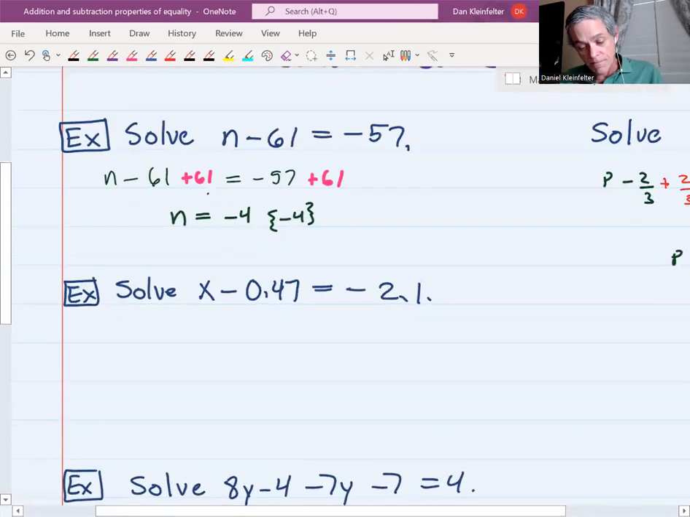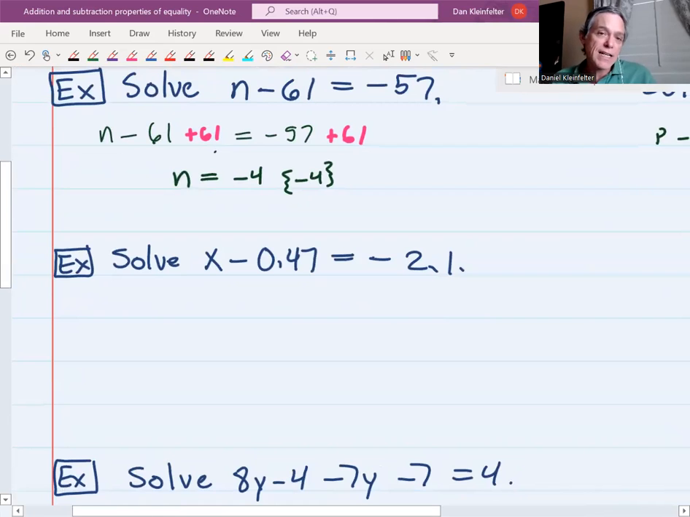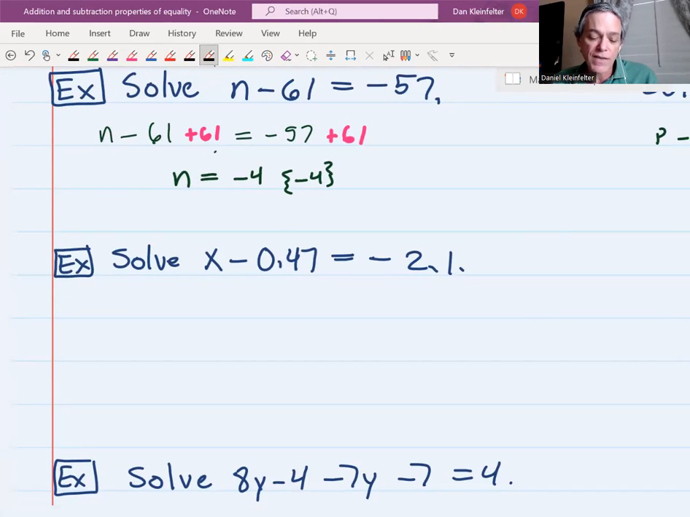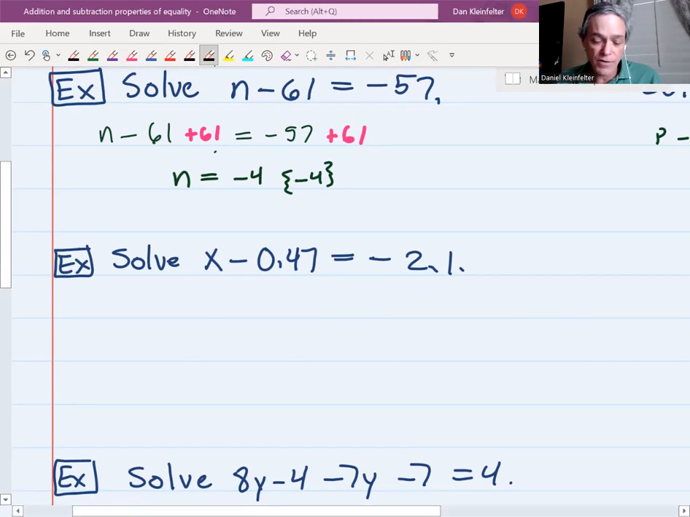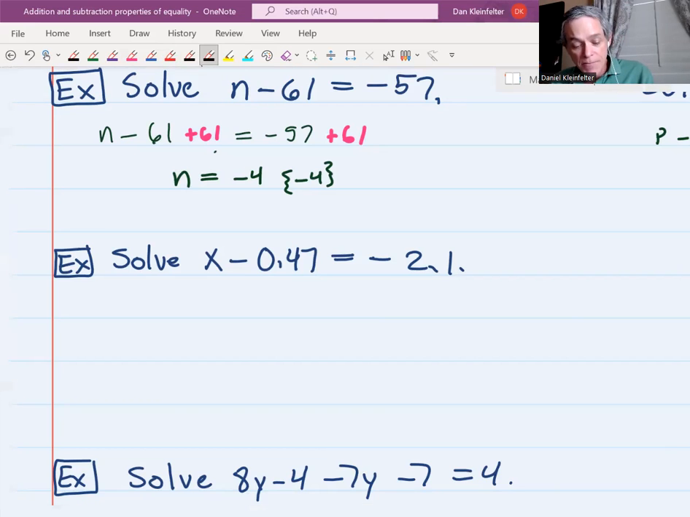This one has got some decimals in it, but we'll just do the same basic thing. Here it says solve x minus 0.47 is equal to negative 2.1. So as before, we're going to want to get x by itself.